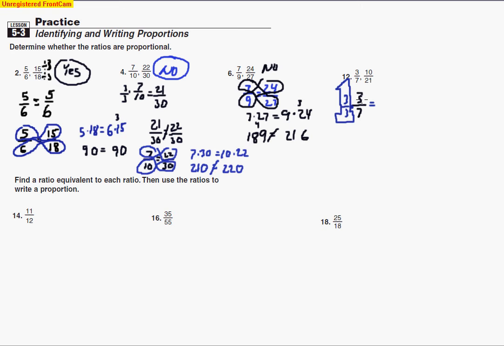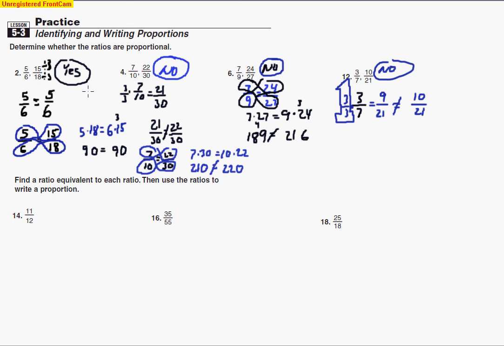And so when we go ahead and multiply across, I get 9/21. Well, that's not the same as 10/21. These two numbers are not equal. And so what that means is that we have no proportion here. This ratio is not a proportion. So we got 3 no's and 1 yes.